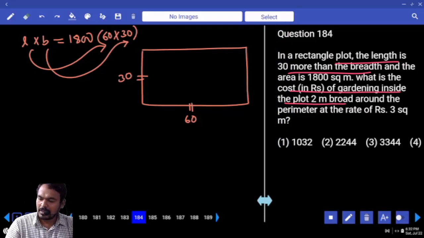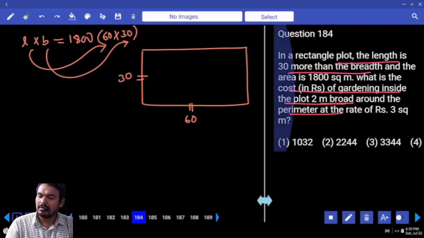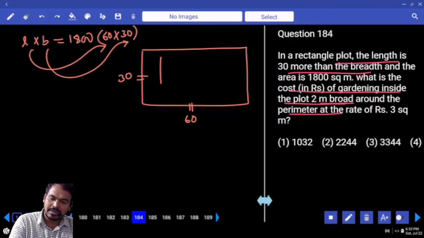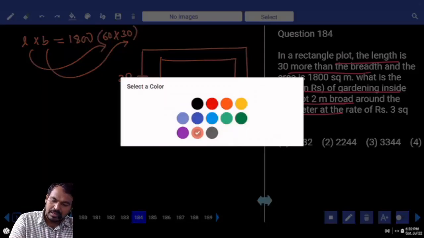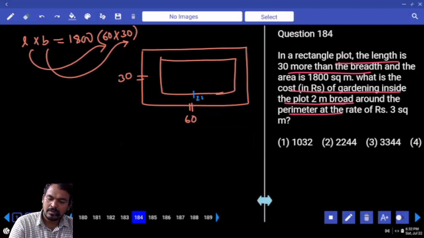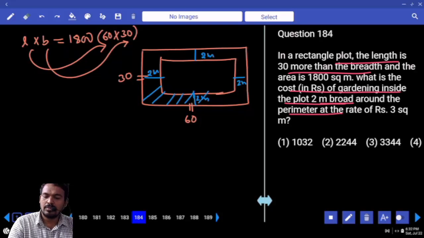Inside of the plot, 2 meters broad around the perimeter. Means in all the sides 2 meters is garden. 2 meters garden means length side 2 meters, breadth side also 2 meters, and the length side 2 meters, and this side also 2 meters, sir. Everywhere how many meters of garden? 2 meters.